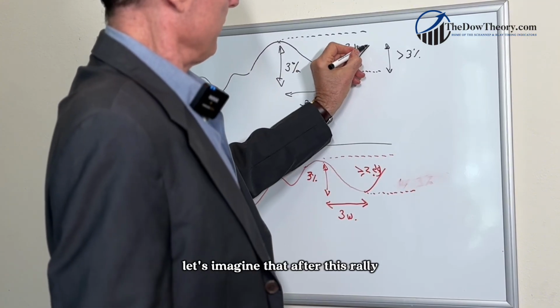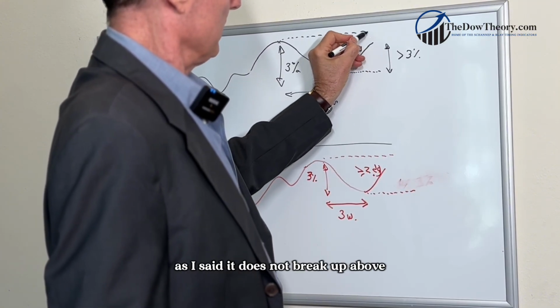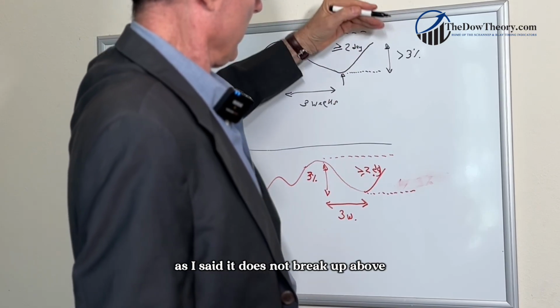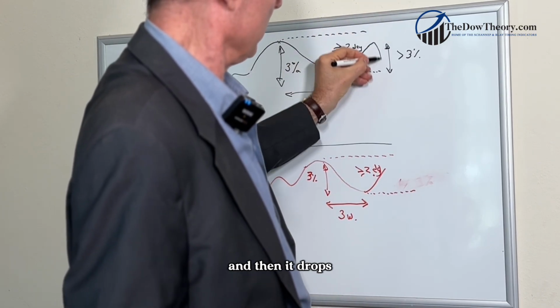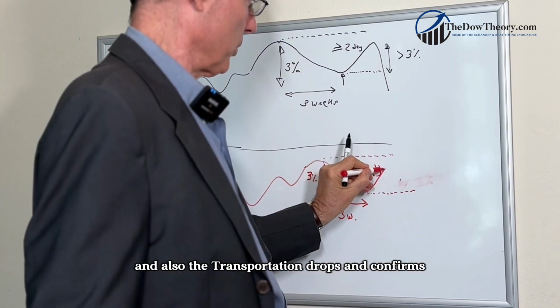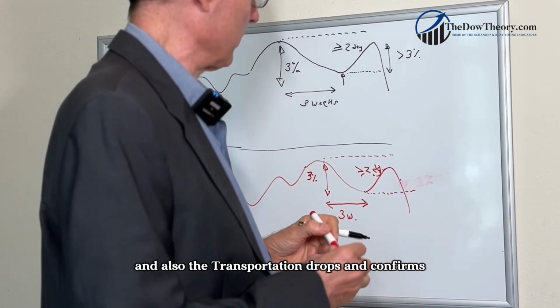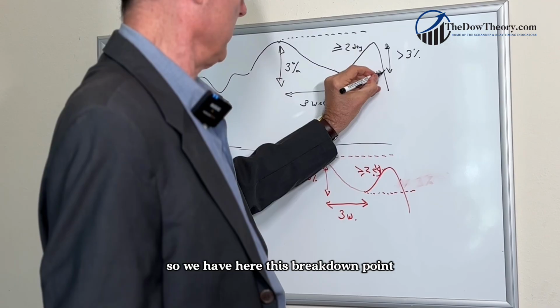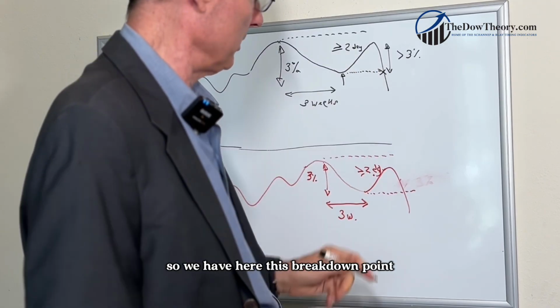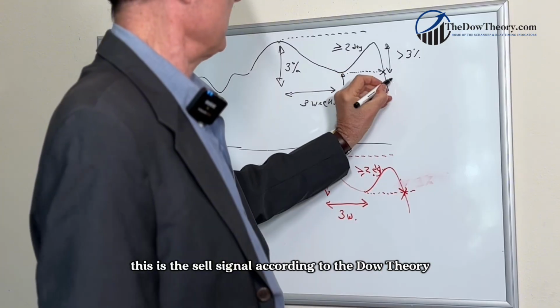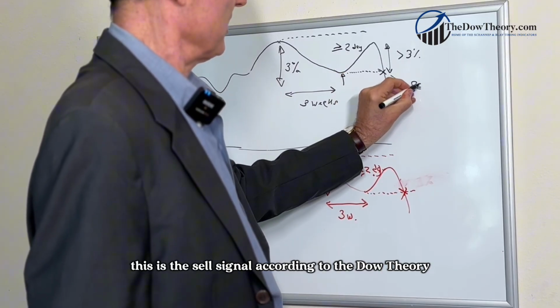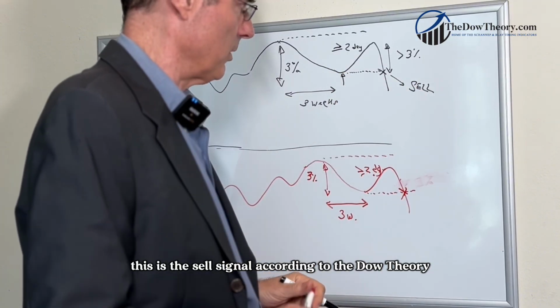Let's imagine that after this rally, as I said, it does not break above the last recorded bull market highs, and then it drops. And also the transportation drops and confirms. So we have here this breakdown point, and here this breakdown point. This is the sell signal according to the Dow theory.